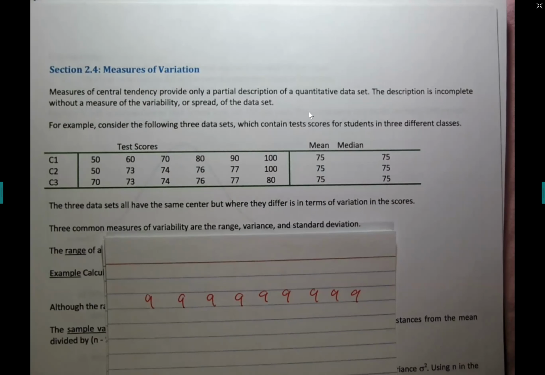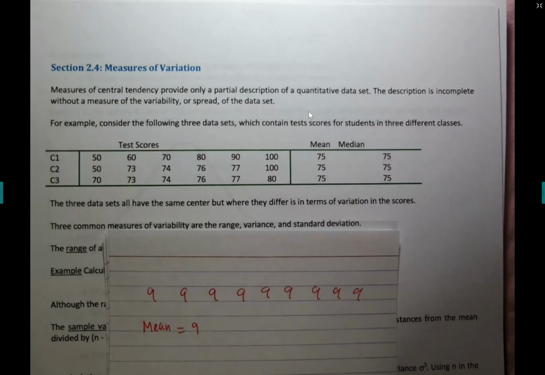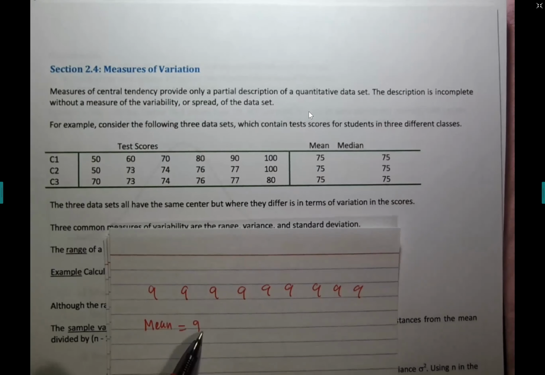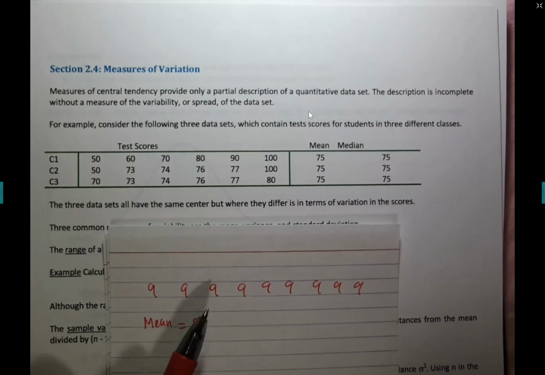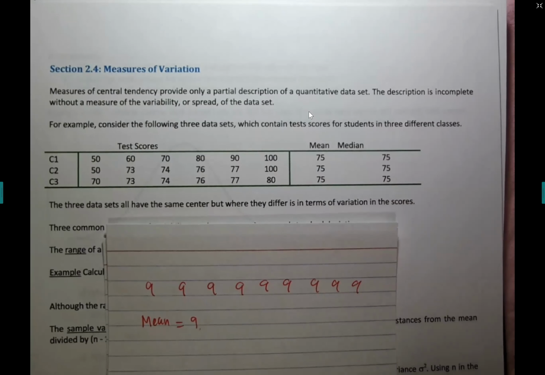The mean is 9. That means there is no deviation from the mean. The standard deviation by definition is how far the values deviate from the mean. Does 9 deviate from 9? It doesn't. It's the same as 9. This 9 is the same as 9. This 9 is the same as 9. So what do you think the standard deviation is, guys? 0. Excellent.